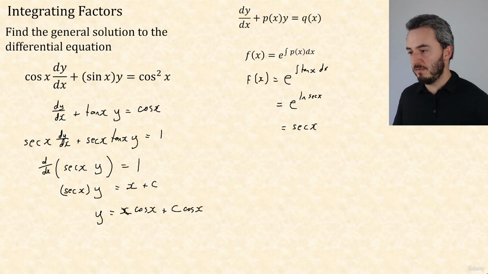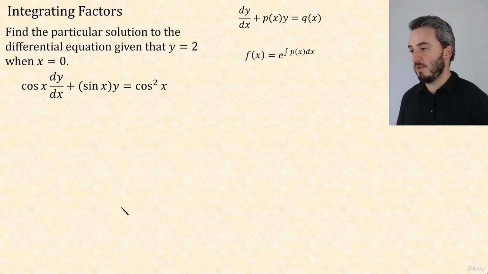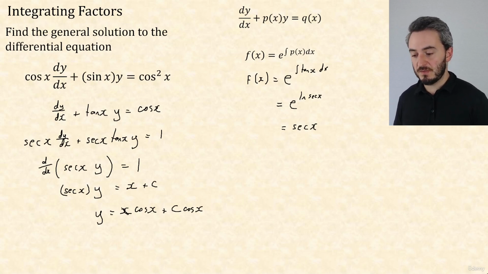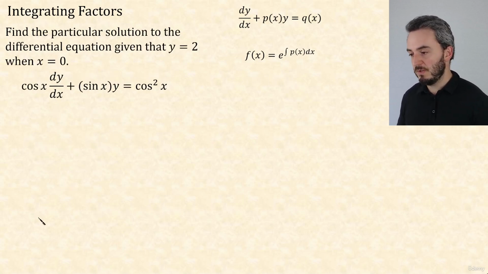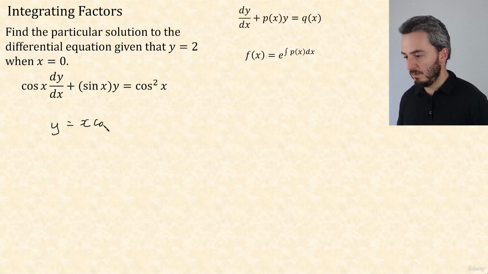It's quite cool, right? You get these relatively complicated looking solutions. Okay, how about the particular solution to the differential equation given that y equals 2 and x equals 0? Okay, well, this is the one we've just done. We've just found that the general solution was x cos x plus c cos x. So imagine this as a part b where we've solved it and we've got y equals x cos x plus c cos x. So we need to just work out what c is.